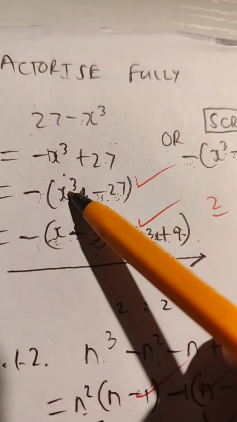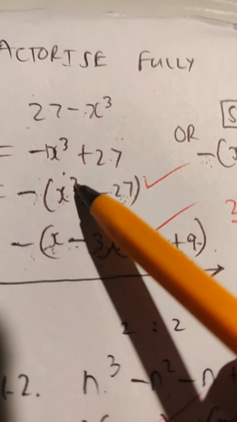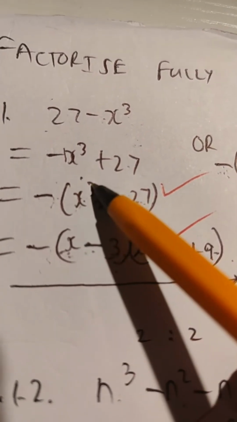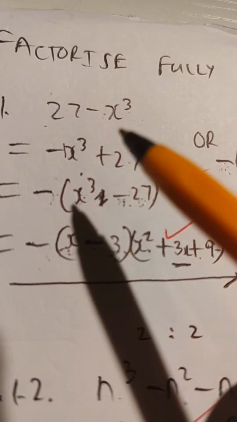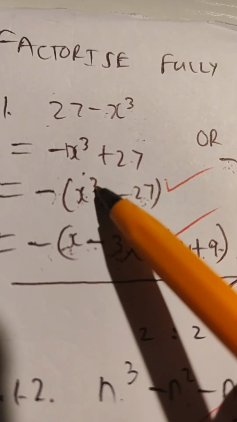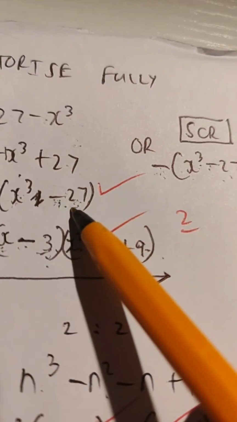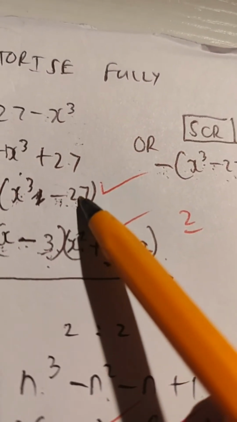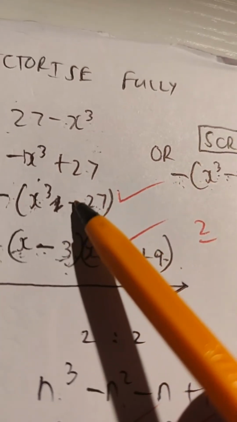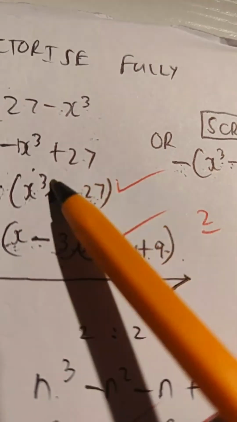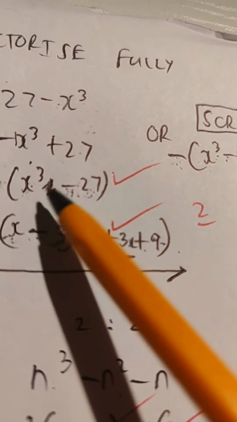Well, x cubed is a perfect cube. How do you know that? Because x is raised to the power 3, and when you take the cube root of x to the power 3, you get an exponent which is an integer. Alright, then 27 is also a perfect cube because the cube root of 27 is 3. So this is a difference of 2 cubes, which means I can apply factorization of difference of 2 cubes.